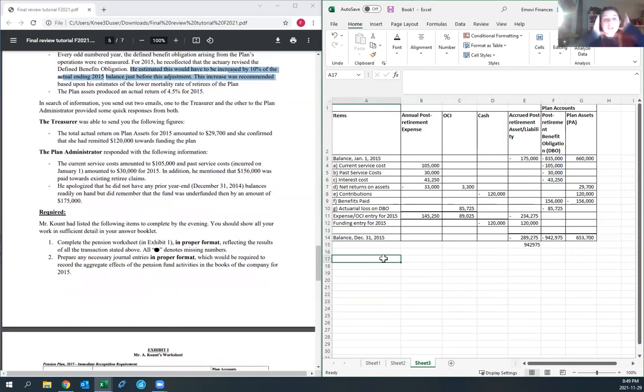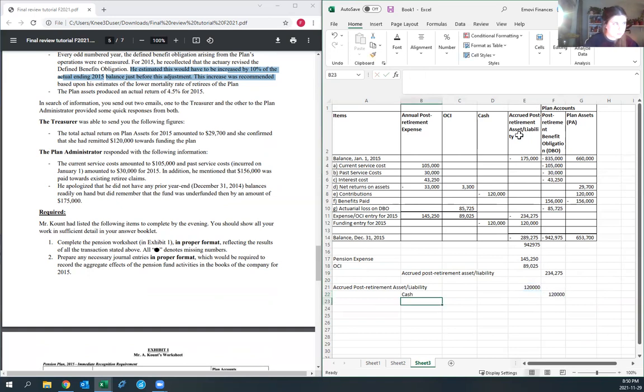Okay, so I'm gonna do my transactions. So I have my pension expense, my OCI, and then my accrued post retirement assets / liability. And then my pension expense amount is 145,000. OCI is 89,000. And then this is the sum of the two, which should be 234,000. And then for the amount that you pay, so your funding entry is 120,000, and credit cash for the same amount. And we're done.